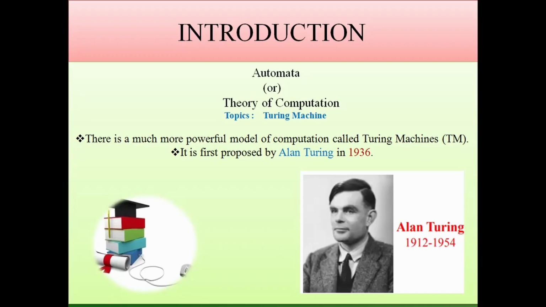It was first proposed by Alan Turing in 1936. Alan Turing was a British mathematician. The Turing machine was invented by Alan Turing in 1936. It is used to accept recursively enumerable languages. The Turing machine is a fundamental concept in the theory of computation and plays an important role in the field of computer science. It was first described by the mathematician and computer scientist Alan Turing in 1936 and provides a mathematical model of a simple abstract computer.